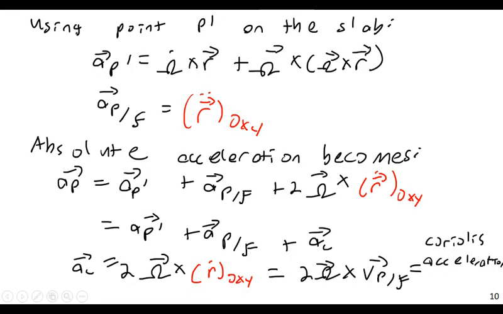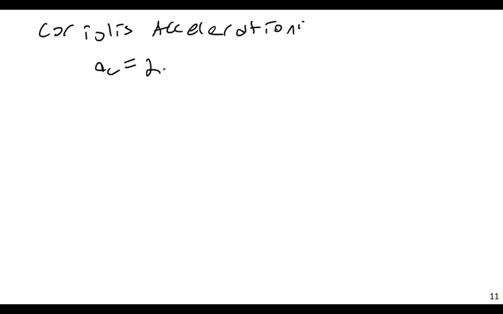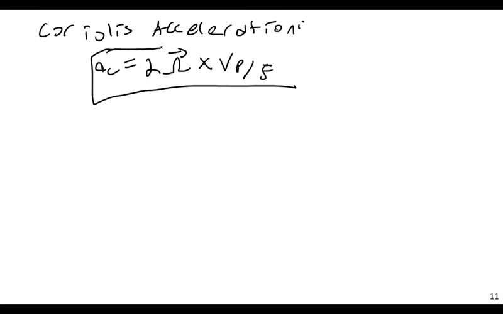So in other words, let's summarize. The Coriolis acceleration, just rewriting it here with a little more space, is AC equals 2 omega crossed into the velocity of P with respect to the slab F. And that is our Coriolis acceleration.